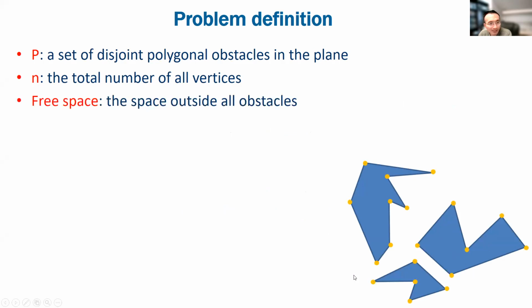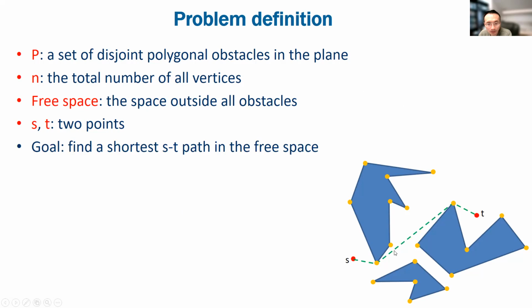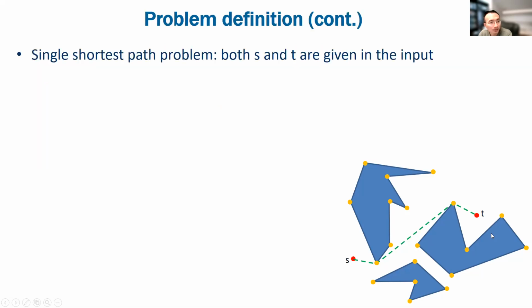The free space is the space outside all obstacles. Given 2 points S and T, we want to find the shortest path in the free space. You cannot go inside the obstacle. If both S and T are given in the input, then this is a single shortest path problem.